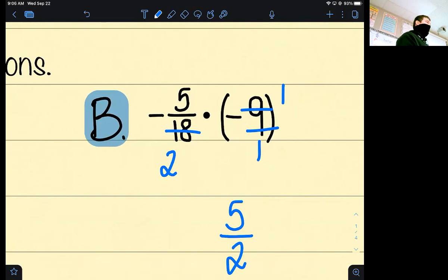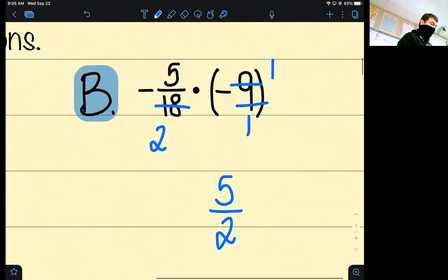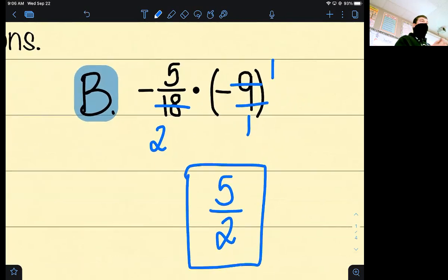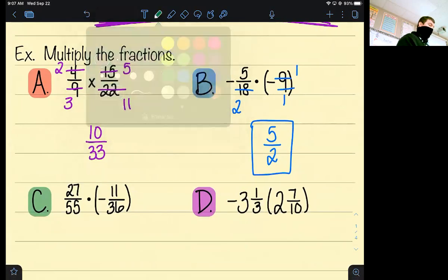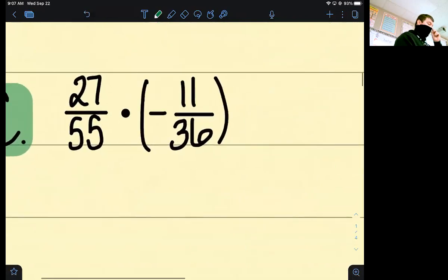Do I need to write this as 2.5? No, I do not. You can leave it as an improper fraction as long as it's reduced and our fraction is reduced. Okay. Example C. Still not sold on the canceling, you say? All right, we'll go ahead and do 27 times 11 and 55 times 36. I'll catch up with you tomorrow.